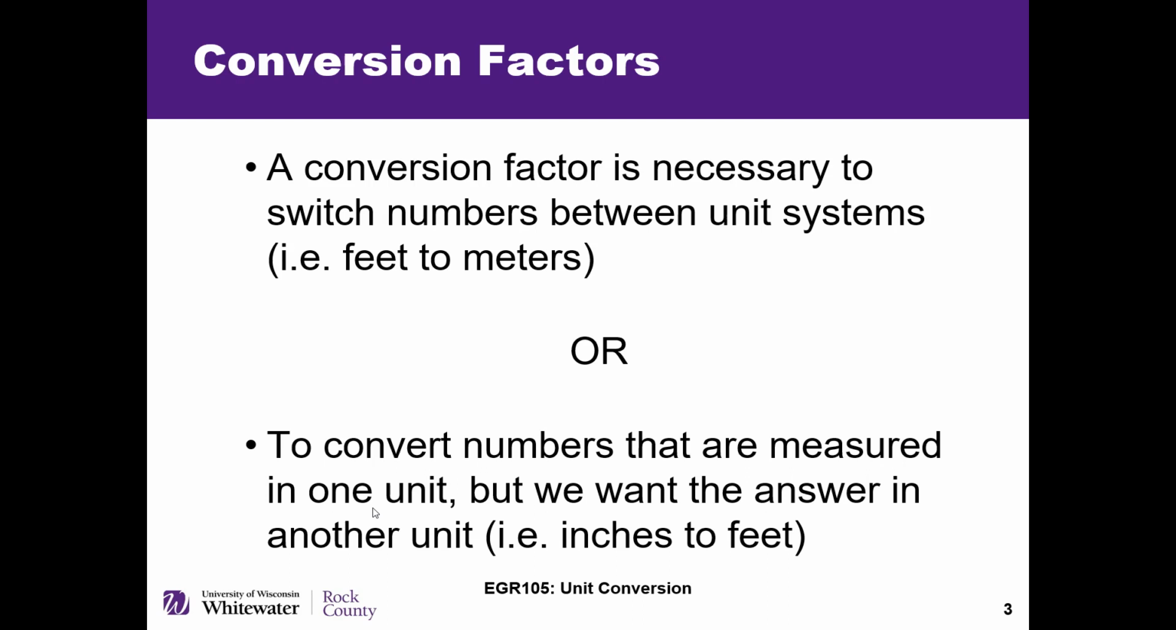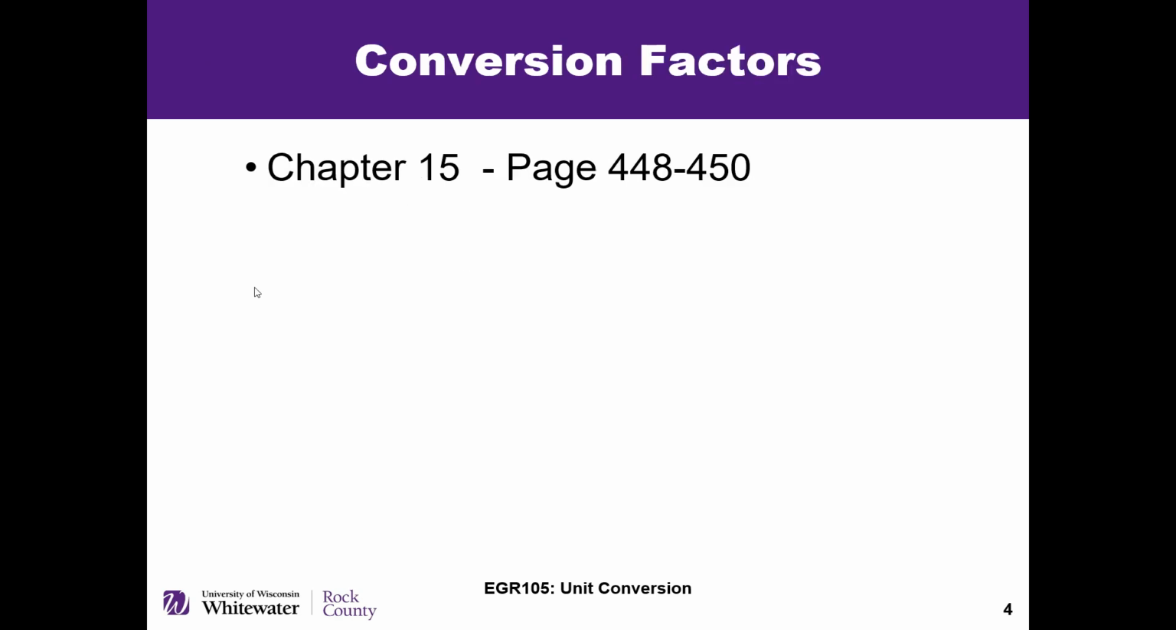So let's look at conversion factors. A conversion factor is necessary to switch numbers between unit systems. So from the US customary units like feet and inches to meters and centimeters, there are conversion factors between those. And there are also conversion factors within a unit system. So within the US system, we know there are conversions between inches and feet, that there are 12 inches to 1 foot and so on and so forth. So there are a number of different conversion factors, both between unit systems and within a unit system.